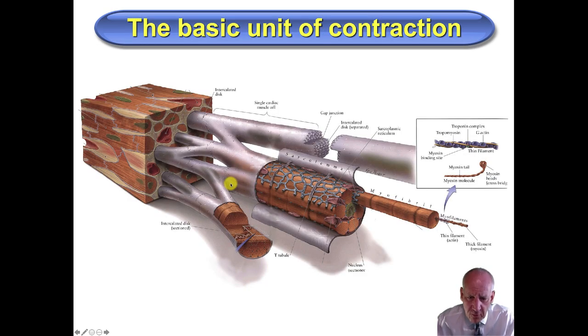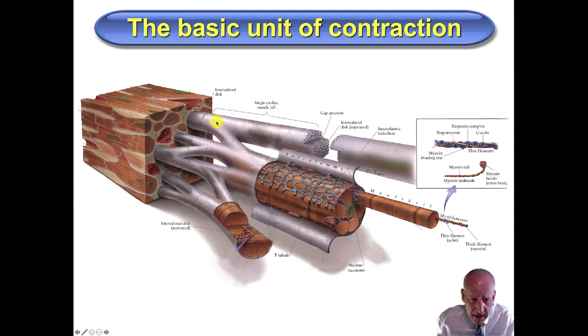So the mechanical performance of the heart reflects the collective behavior of the 3 billion muscle fibers in the heart. Remember, the basic unit of contraction is the cardiac myocyte. So we're going to have to focus down to the microscopic level. The basic unit of contraction, the cardiac myocyte, is shown here.